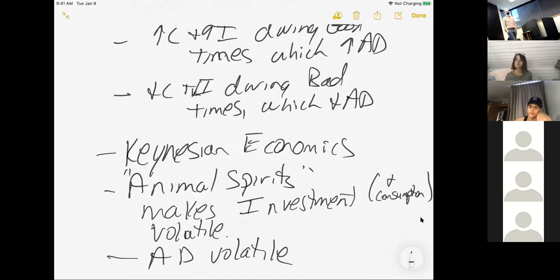And why do we have recessions? Largely because aggregate demand booms and busts. During good times, it goes way up, and then things turn around and it goes way down, right? And that leads to a lot of volatility in our economy.